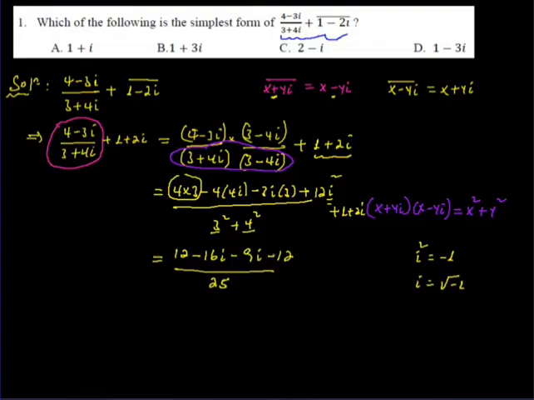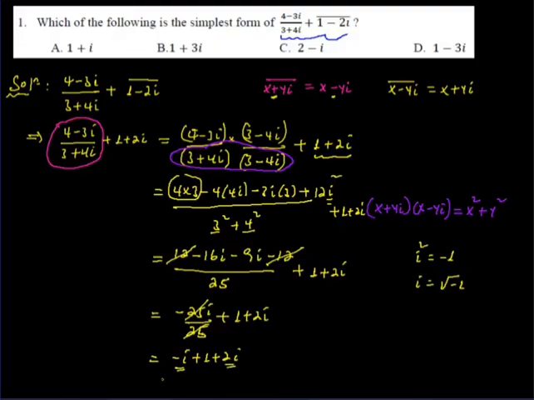Now this minus 12 with positive 12 will be eliminated. So the result becomes minus 25i over 25 plus 1 plus 2i. Now this 25 can be simplified to minus i plus 1 plus 2i. The result is minus i plus 2i is i, plus 1, or 1 plus i, which will be the simplified form of the given complex number. Therefore, our answer will be A.